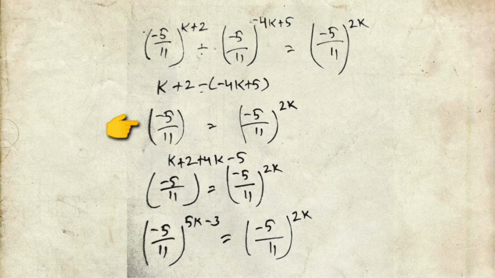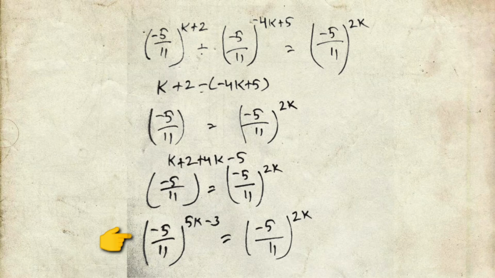So minus 5 over 11 raised to k plus 2 minus 4k plus 5. After solving it, you will get minus 5 over 11 raised to k plus 2 plus 4k minus 5 equals minus 5 over 11 raised to 2k. And k plus 4k will be 5k, minus 5 plus 2 will be minus 3. So minus 5 over 11 raised to power 5k minus 3 equals minus 5 over 11 raised to 2k.